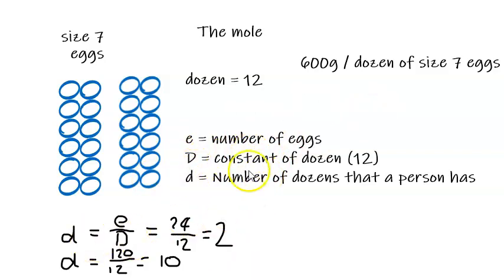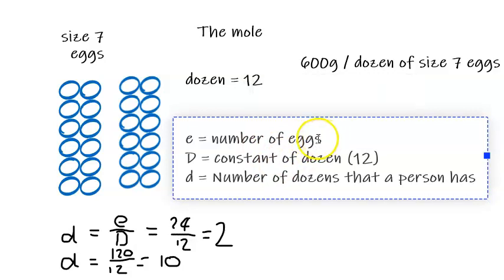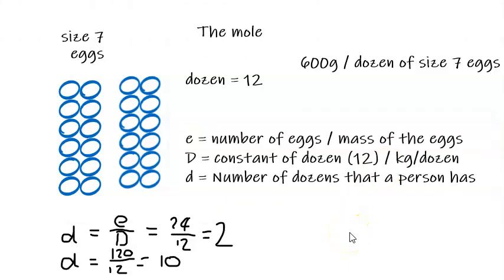So instead of the number of eggs, we could change this to being the mass of the eggs. We're going to do it slightly differently. We'll say that E equals the mass of the eggs, and that D is the constant of the grams or kilograms per dozen for that size of egg. So we'll say that a person has got 3 kilograms of eggs, and they're all size 7 eggs. Then we can work out how many dozen eggs they have.